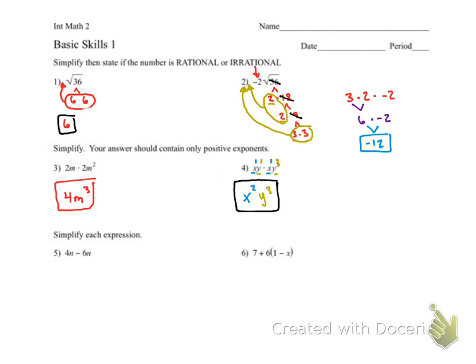Number 5, we have 4n minus 6n. So 4 positive n's minus 6 negative n's. These two can be combined because they're like terms. They both have a variable of n, and they're to the same power. These are both to the power of 1. So 4n minus 6n, that would be a negative 2n.